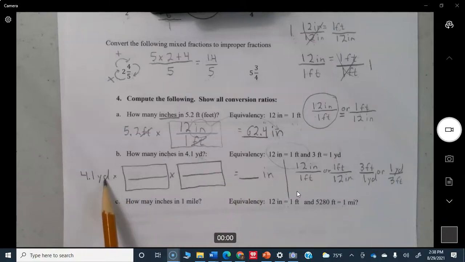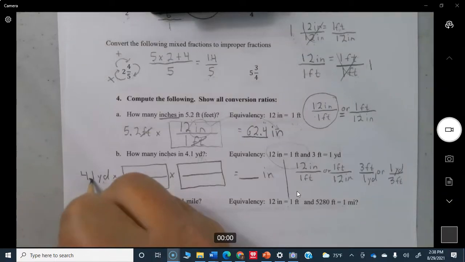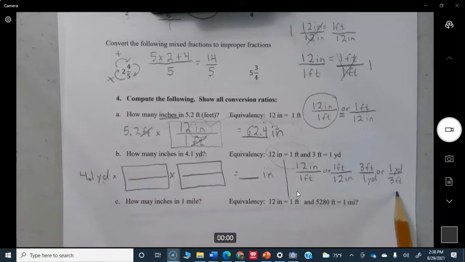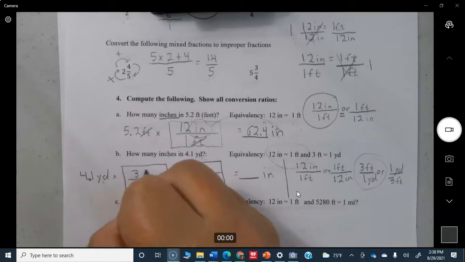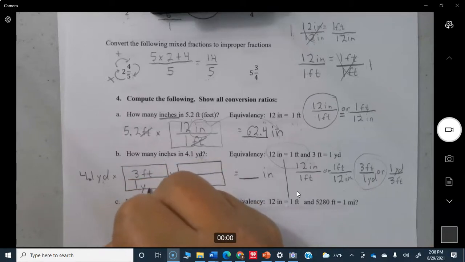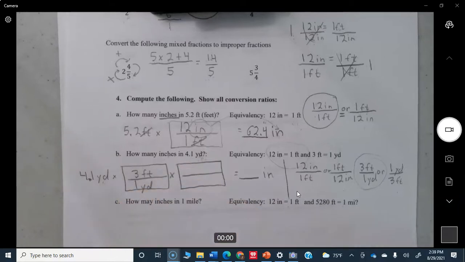So yards has to cancel out. Right here you have yards up on the top, so you need yards on the bottom. There's only one of these that has yards on the bottom, and it's this one. So we're going to write 3 feet over 1 yard. 3 feet for every 1 yard. Okay? All right, now what about the second conversion?